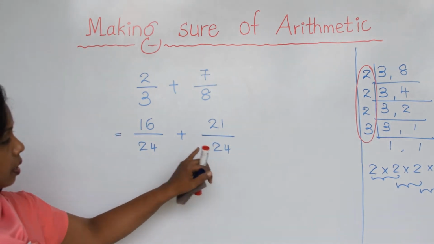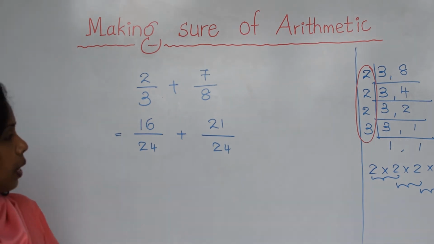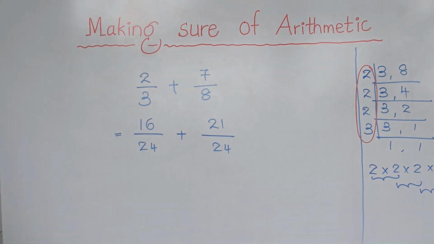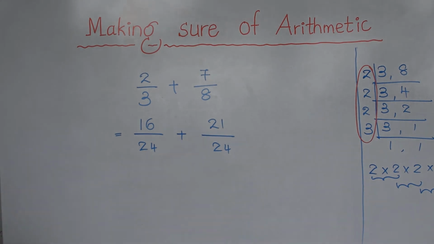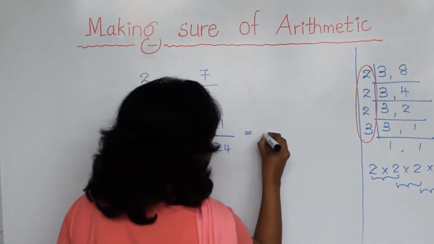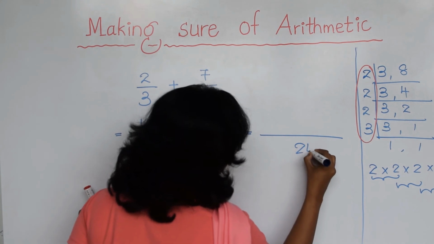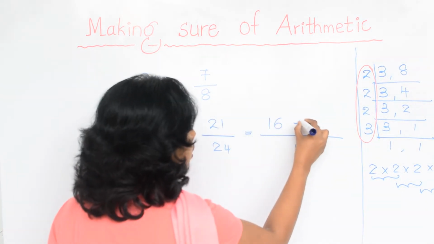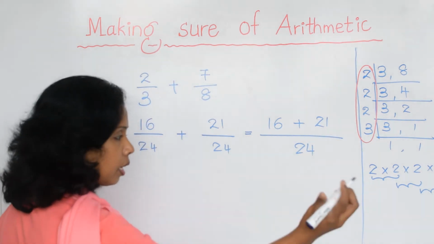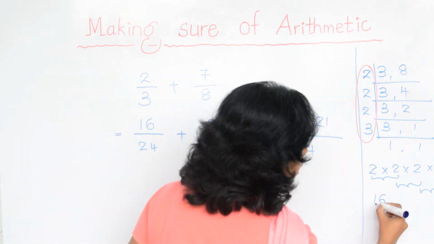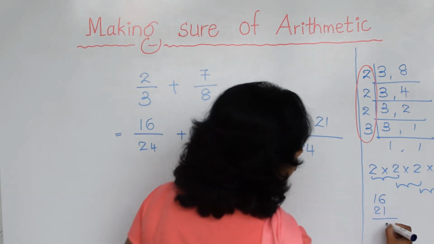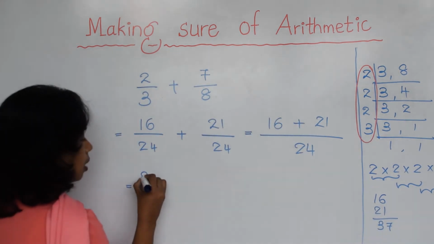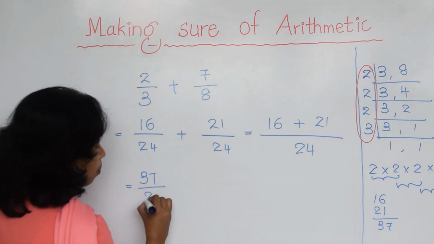Now what happened, children? Now you have fractions to add, having a common denominator. Now tell me what you can do. It's like this. 24, right? Then 16 plus 21. Go to the working column if needed. 16 plus 21, it is 37. What is the answer? 37 over 24.